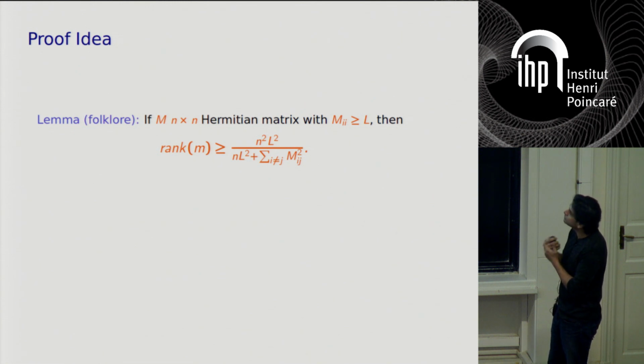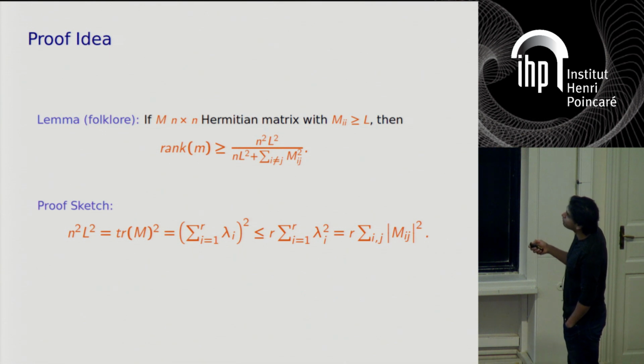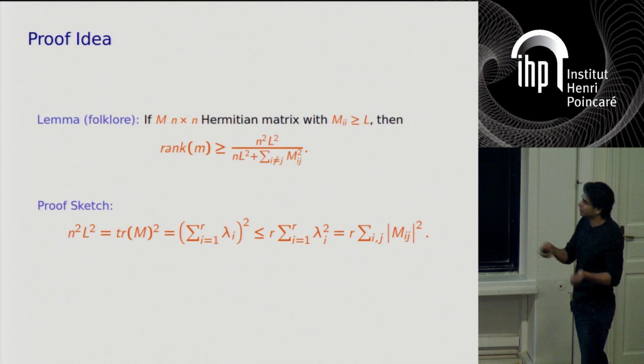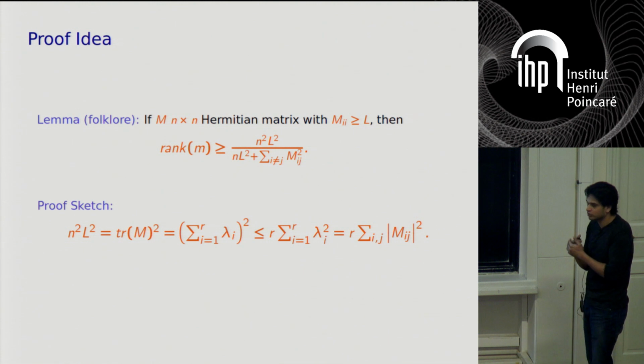It's folklore, and it's not too hard to prove. Roughly, these are the diagonal entries, M_ii squared, and M_ij for i not equal to j is the off-diagonal entry. So the off-diagonal entries are going to be small and the diagonal entries are going to be big, which forces the rank to be large. The proof is basically looking at the trace of the matrix, and then this inequality is just Cauchy-Schwarz. So looking at the trace plus Cauchy-Schwarz gives you a nice proof.